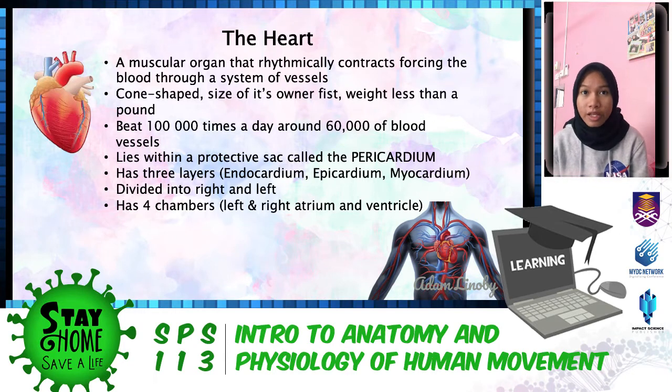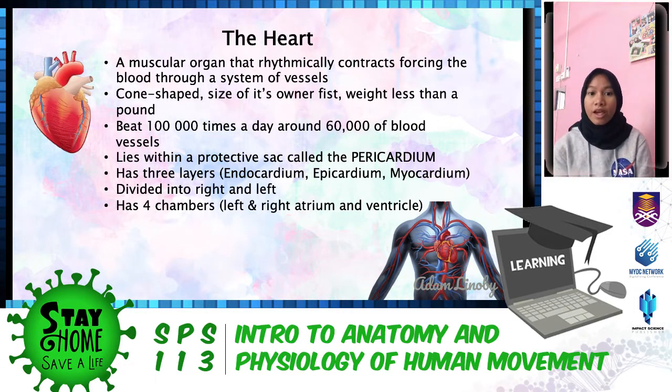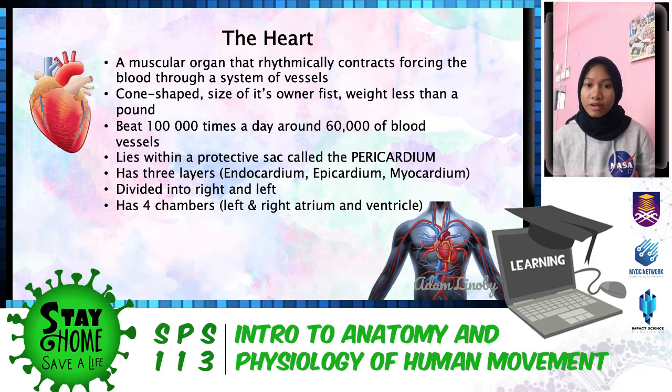The heart has three layers, which are the endocardium, epicardium, and myocardium. The heart divides into two sides, right and left. The right side receives blood and sends it to the lungs to be oxygenated, while the left side receives oxygenated blood from the lungs and sends it out to the tissues of the body. It has four chambers, which are the right and left ventricles and the right and left atria.